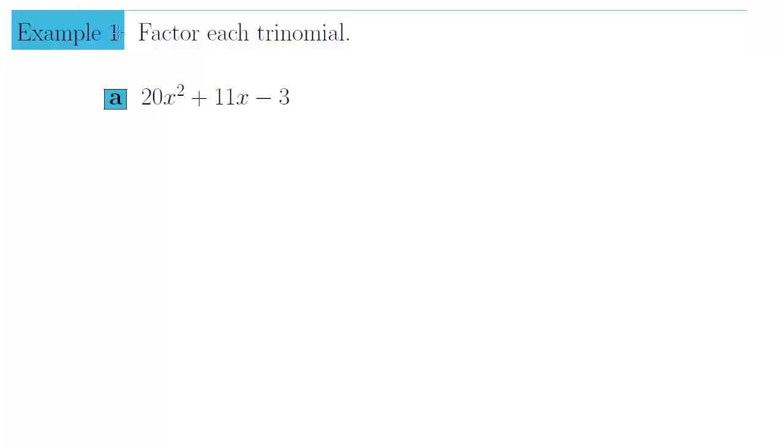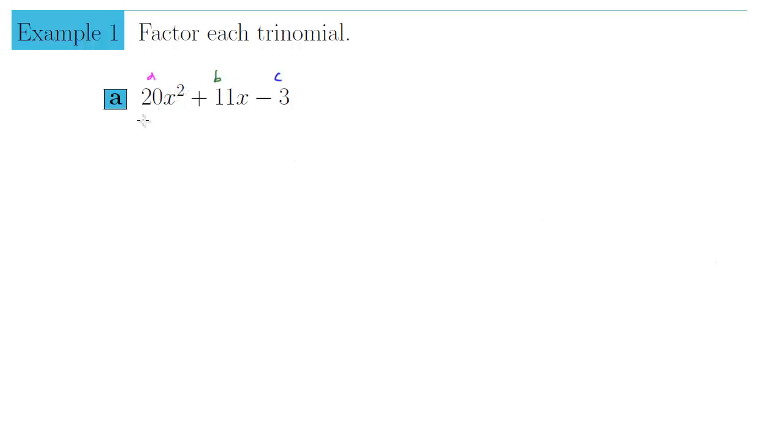All right, so here's our first example. Factor each trinomial. The first trinomial is 20x squared plus 11x minus 3. Okay, so our A is 20, our B is 11, and our C is negative 3. So I have to look for factors of 20 and factors of just 3. I'm going to put the negative aside for now. Not going to worry about it yet.